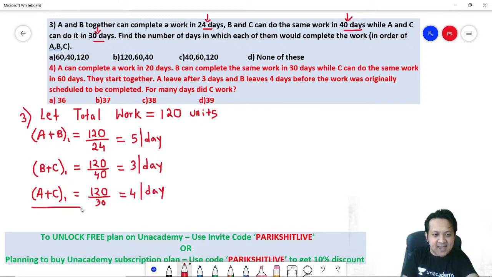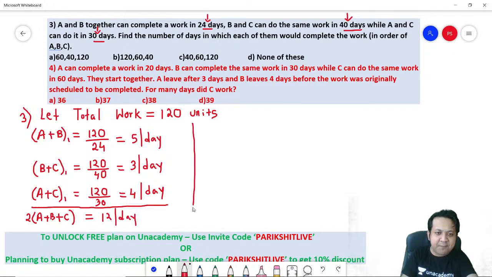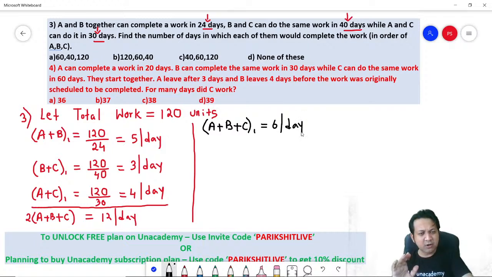So please add this up. Add up the top 3 equations. If you add the left hand side, it will become 2 times A. Remember, A is there twice. B is there twice. 2B plus 2C is equal to 12 units per day. Right? So twice is there, 2 times A plus B plus C. If you divide throughout by 2, can I say A plus B plus C in one day will do 6 units. Do you follow? Easy, right? A plus B plus C will do 6 units per day.